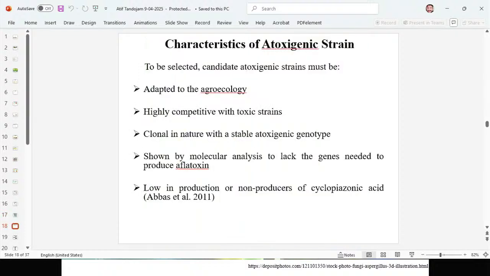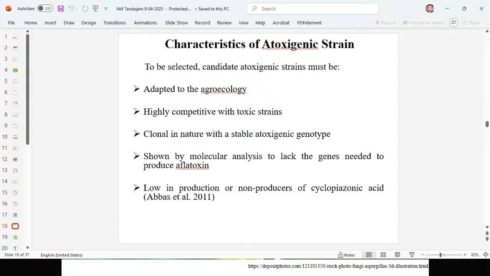So this is important. We need to show that there are a few characteristics which need to be fulfilled before we adopt an atoxigenic strain. It has to be agroecologically adapted and highly competitive. It should be clonal in nature. There should be no vegetative recombination.